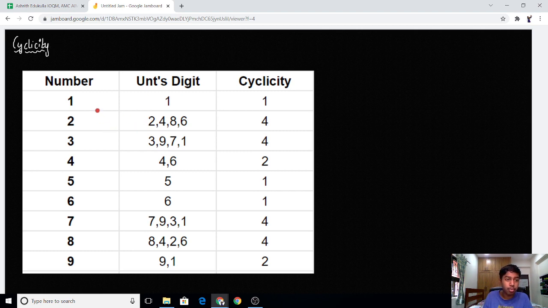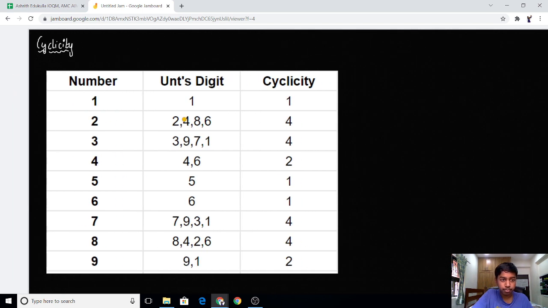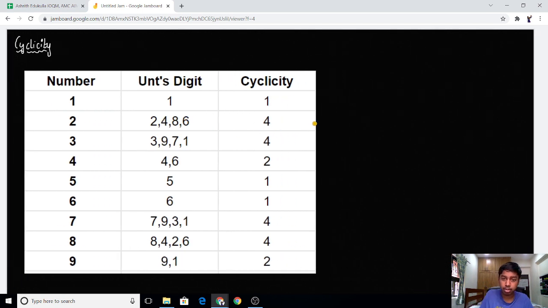So observe 1 power 1. The units digit of 1 power 1 is 1. 1 power 2 is 1. 1 power 3 is 1, and so on. Now if you observe the units digit of 2, there's a change.